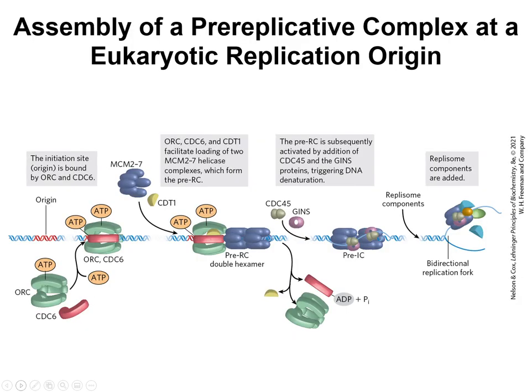So let's look at a pre-replicative complex and see what it looks like. We've got the initiation site, which is bound by CDC6, and then we've got ORC as well. Those things will also recruit CDT1. All of those things form a complex that then recruits the helicase.